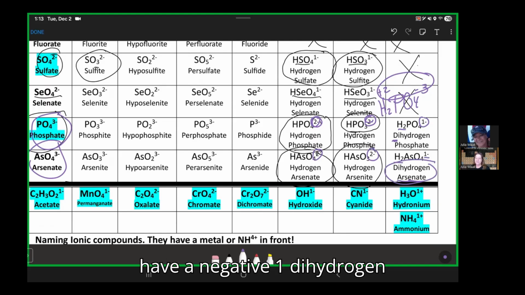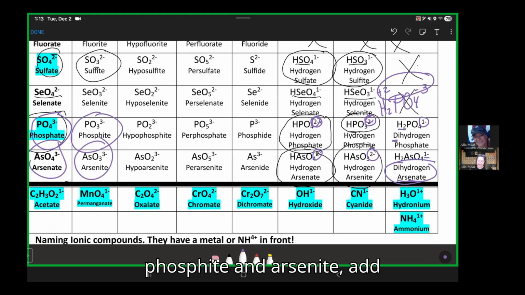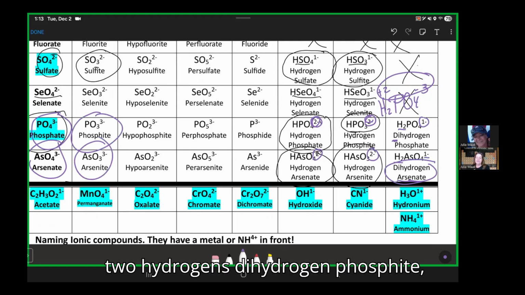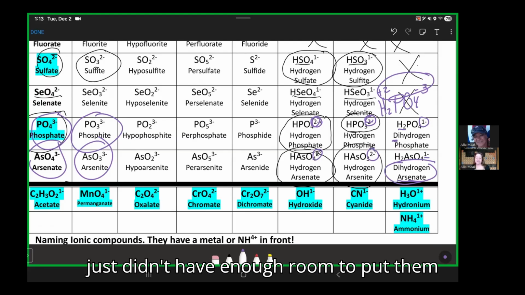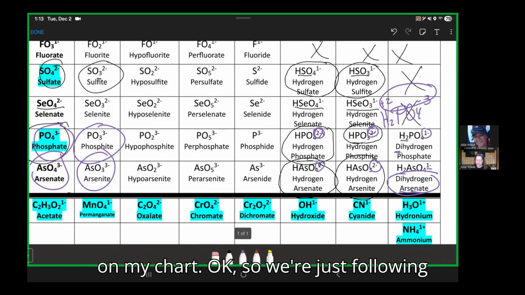Dihydrogen arsenate. You can apply the same rule to the phosphite and arsenite. Add 2 hydrogens, dihydrogen phosphite. Add 2 hydrogens, dihydrogen arsenite. I just didn't have enough room to put them on my chart. So we're just following those rules.